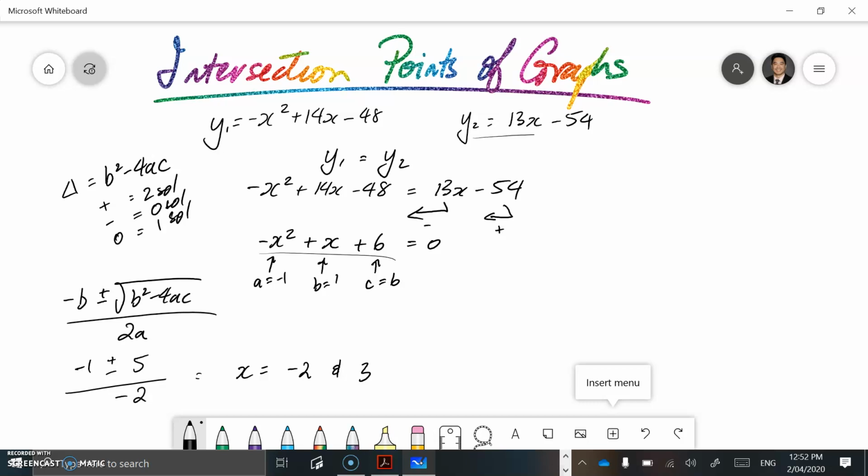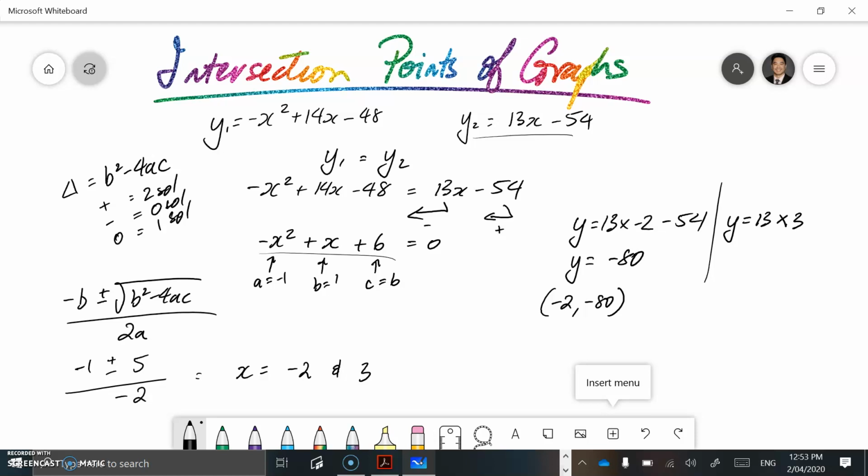I'm going to use this one here because it's a lot easier. So we have y equals 13 times minus 2 minus 54. And the value of that is going to be minus 80. So what we can conclude is that our first point of intersection is (-2, -80). Our second point of intersection will have y equal to 13 times 3 minus 54, and the y value is going to be minus 15. So our second point of intersection is going to be (3, -15).